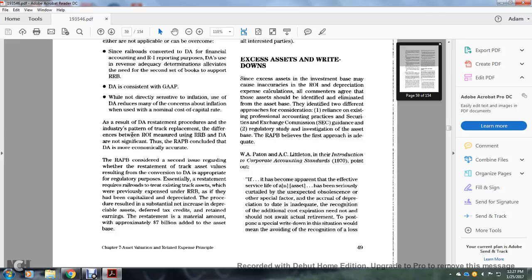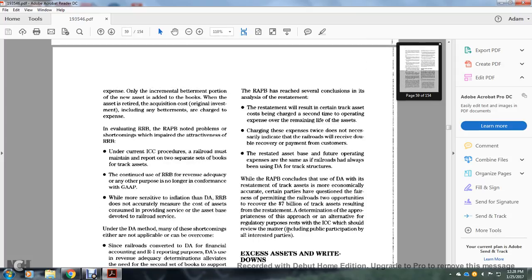The Railroad Accounting Principles Board considered the second issue regarding the reinstatement of the track asset value, the conversion to depreciation accounting appropriate for regulatory purposes. Essentially, reinstatement treats existing tracks, previously expensed under railroad rehabilitation, as capitalized and depreciated, with the result a substantial increase in the depreciable base, deferred tax credit, and retained earnings. The reinstatement amounts to approximately $7 billion added to the asset base.